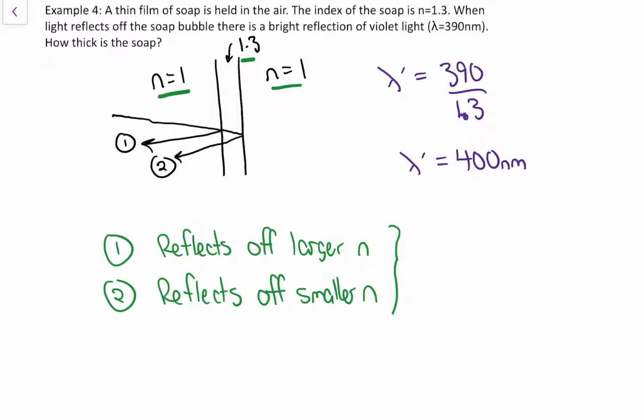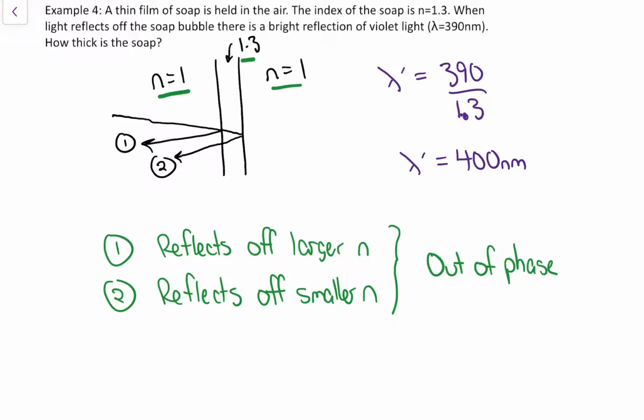Because they go through different things, it's kind of like one bounced off a free end, one bounced off a loose end in the Slinky lab. We don't even need to know which one changed phase and which one doesn't. The bottom line is they went through different things. Because they went through different things, one reflected off larger, one reflected off smaller. If we just focused on the reflecting, they're out of phase with each other.